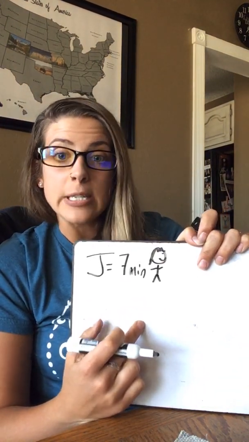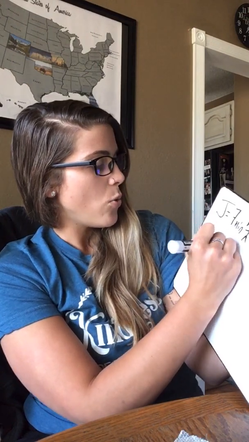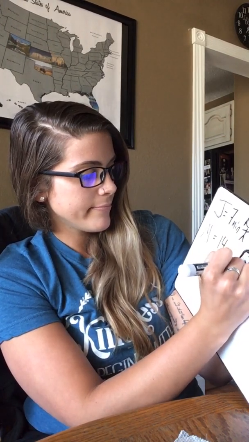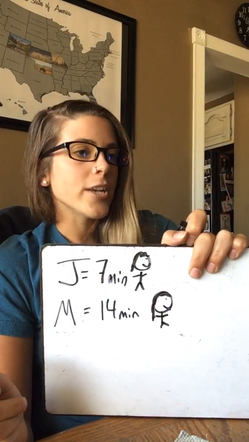So the story says, Jalea walked for 7 minutes. That sounds like a fact I could write down. Jalea walked for 7 minutes. And you could maybe draw a picture of somebody walking. This one I'm going to solve. You don't have to write this, but I'm going to show my thinking. So Jalea walked for 7 min, for minutes. Mariana walked for 14 minutes. Okay, the question is, how much shorter was Jalea's walk?